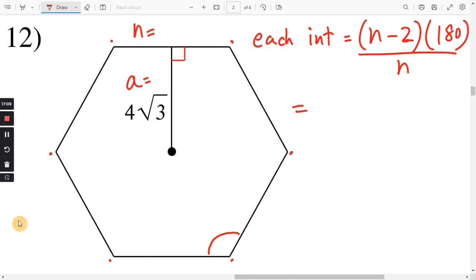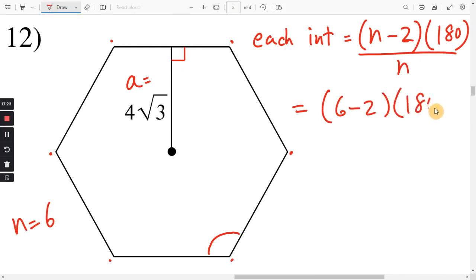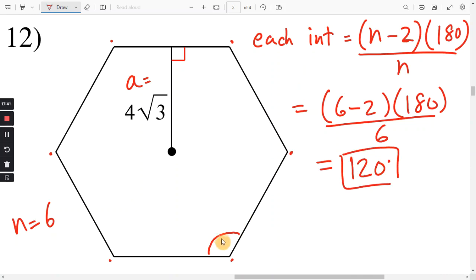I'll write it over here because I'm going to need this space right here on the top. N equals 6. So each interior angle is going to be 6 minus 2 times 180 divided by 6. So 4 times 180 divided by 6 is just 120. Okay, that's each interior angle. That's 120.